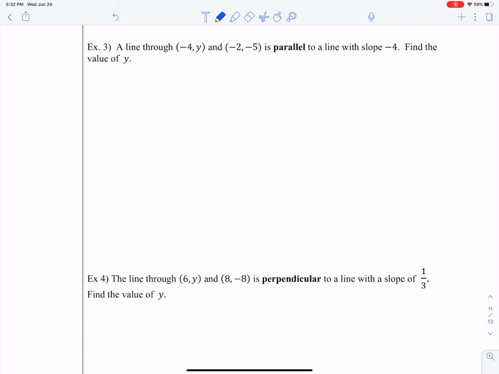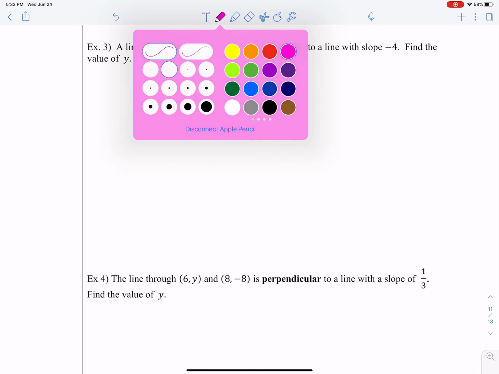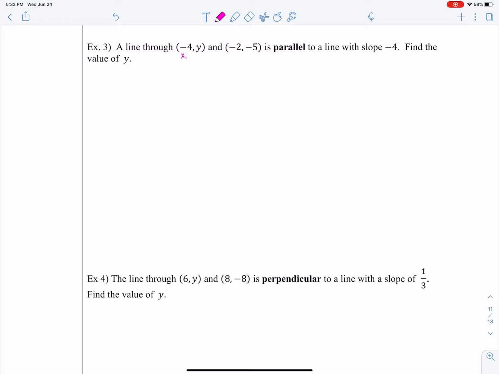So now that you have practiced this a little bit, we're going to be incorporating parallel and perpendicular slopes into these types of questions. So here it says, a line through (-4, y) and (-2, -5). So this is your x1, y1, x2, and y2. It is parallel to a line with a slope of -4. Find the value of y.